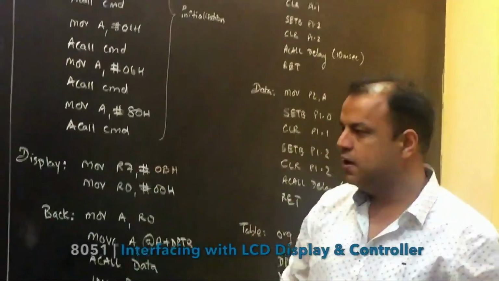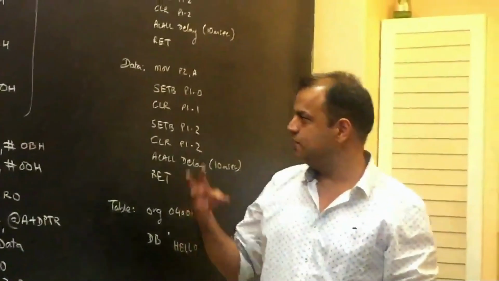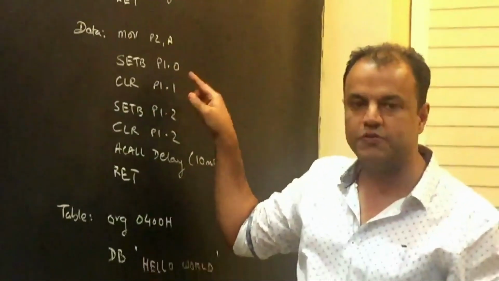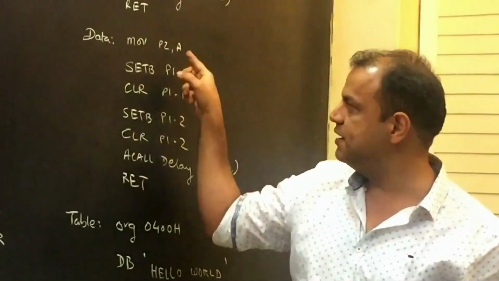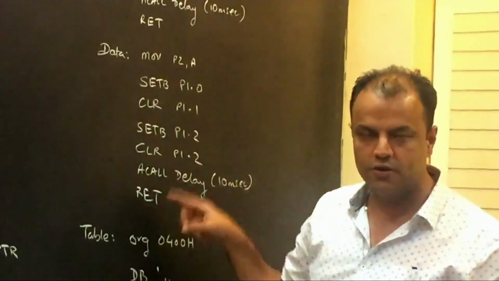Done. Just like we have made a procedure to send a command, we have made another procedure, a subroutine to send data, which is identical to this except for this line. This line will be set P1.0, indicating that you are sending data and not a command. Again the same thing, whatever data you want to send, that is the ASCII code of that alphabet. Put it in the A register and call this routine, it will send it.